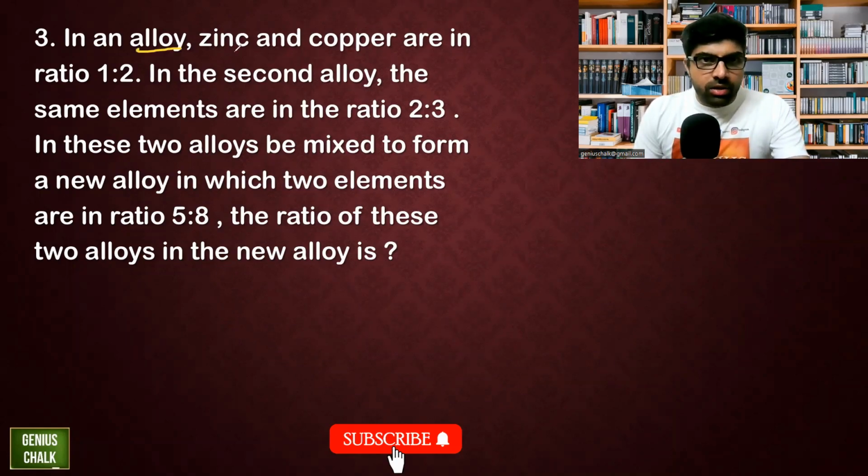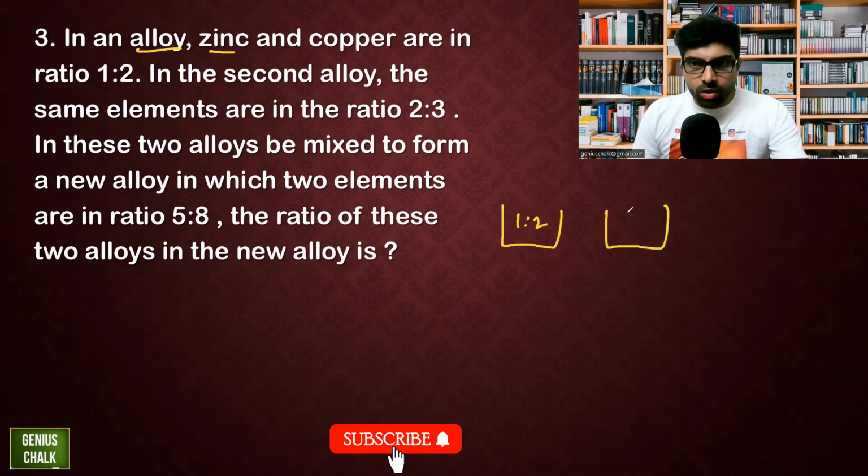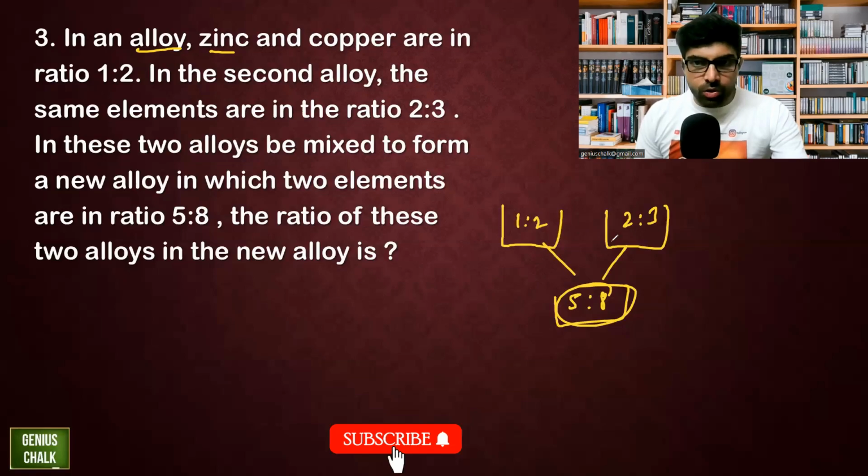In an alloy, zinc and copper are in the ratio 1:2. This is one alloy, and this is in the ratio 1:2. Second alloy, it is in the ratio 2:3. Now these have to be mixed, and the further ratio must be 5:8. So you have to tell in the new alloy what is the ratio of these 2 alloys. So this is what we need to do.